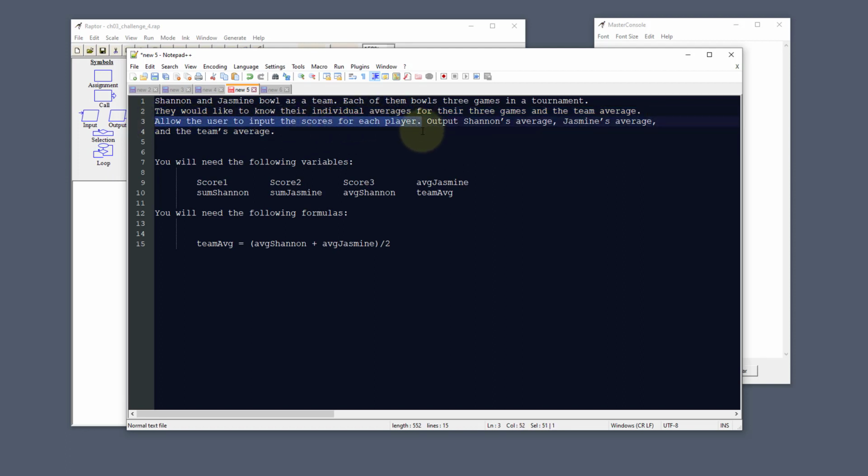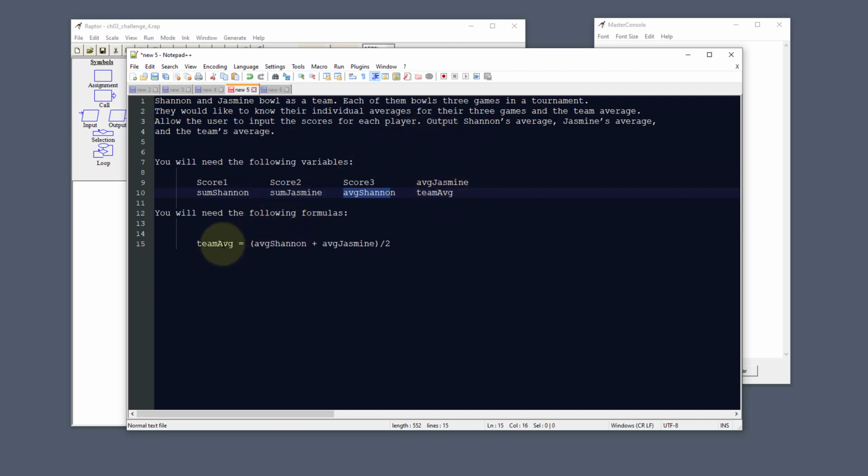So they're going to bowl 3 games each, and then you're going to output Shannon's average, Jasmine's average, and the team's average. So we're going to do some calculations here on averages. We're going to need these variables here: score 1, 2, and 3, average of Jasmine, average of Shannon, sum of Shannon and sum of Jasmine, and then the team average. And then we're also going to need these formulas here.